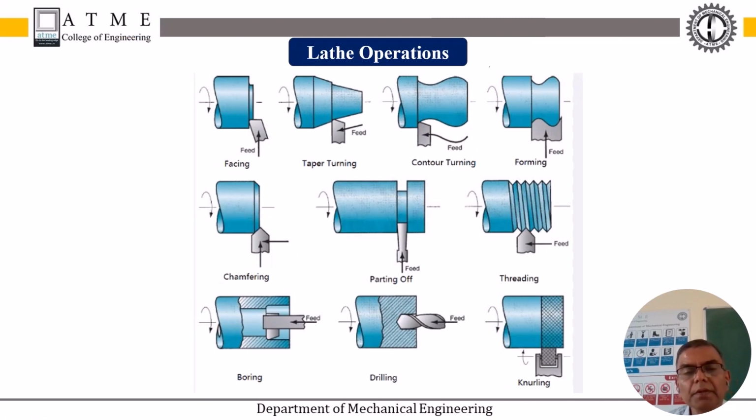Many operations can be performed by using the lathe. That is the reason why the lathe is often referred to as a versatile machine, because of so many operations like facing, plane turning, rough turning, then contouring, forming operation, chamfering, parting off, thread cutting, and even knurling. Apart from that, drilling, boring, and reaming operations can also be done by using attachments. That is the reason why the lathe is often referred to as a versatile machine.